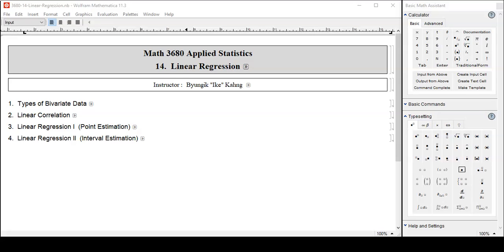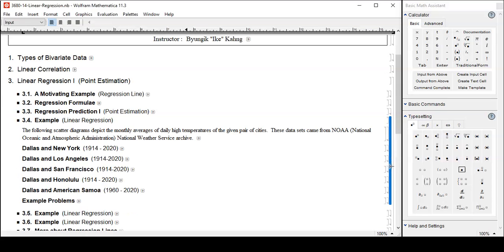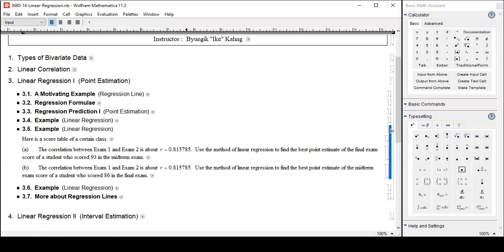Hello students, welcome back. Let's resume section 3. We went through one example of linear regression, but there are more. Let's see. Yes, we are done with this one. Let's go with this.